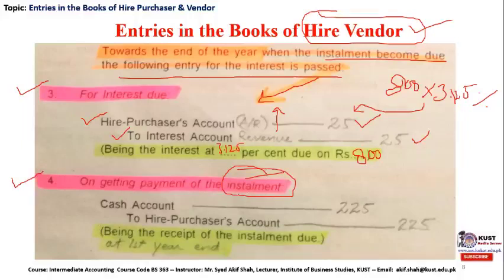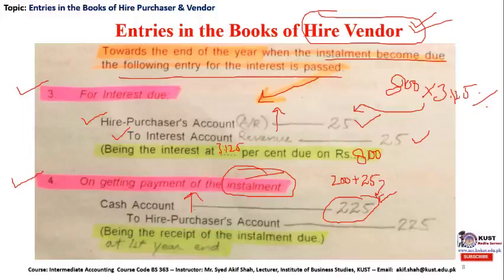So when the installment has been received by the hire vendor or seller from the purchaser, the cash will be collected, and we knew that cash is our asset account, and when there is an increase in the asset account, it is recorded as a debit entry. This rupees 225 consists of 200, the principal amount, plus the interest payment upon the outstanding balance. So therefore, in total, the vendor will receive 225 rupees.